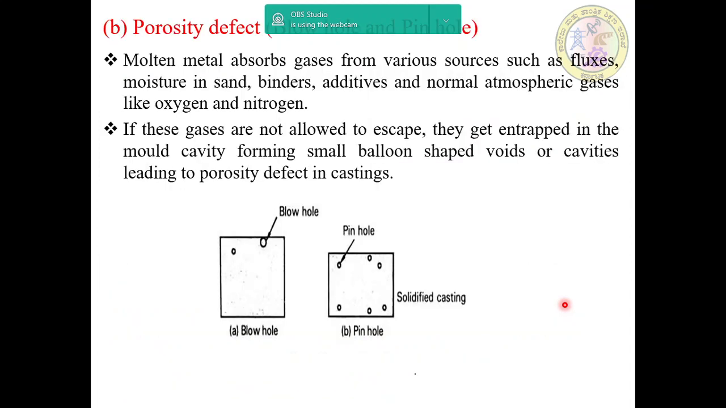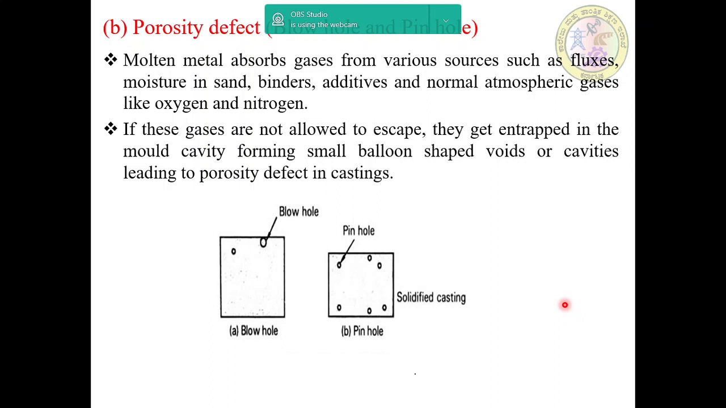Next one is the porosity defect. In the porosity defect, the molten metal absorbs gases from various sources such as fluxes, moisture in the sand, binders, additives, and normal atmospheric gases like oxygen and nitrogen. If these gases are not allowed to escape, they get entrapped in the mold cavity, forming small balloon-shaped voids or cavities that lead to porosity defects in the casting.